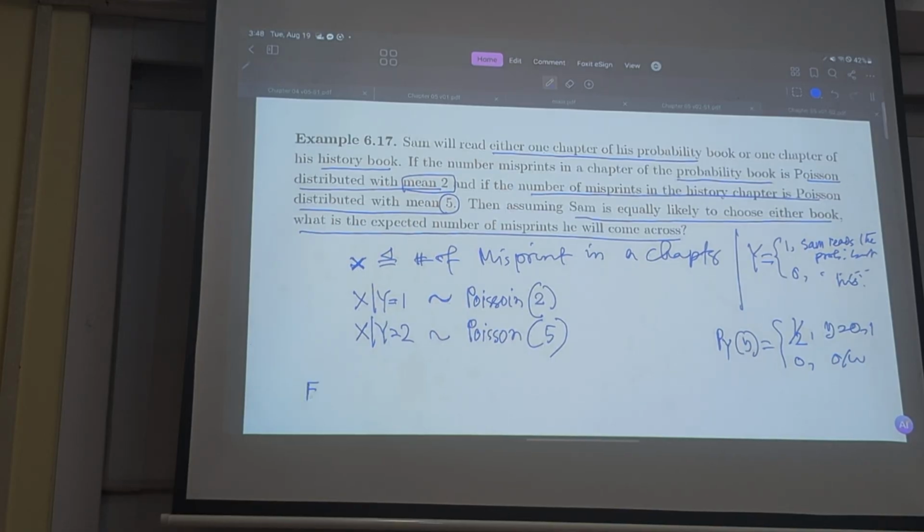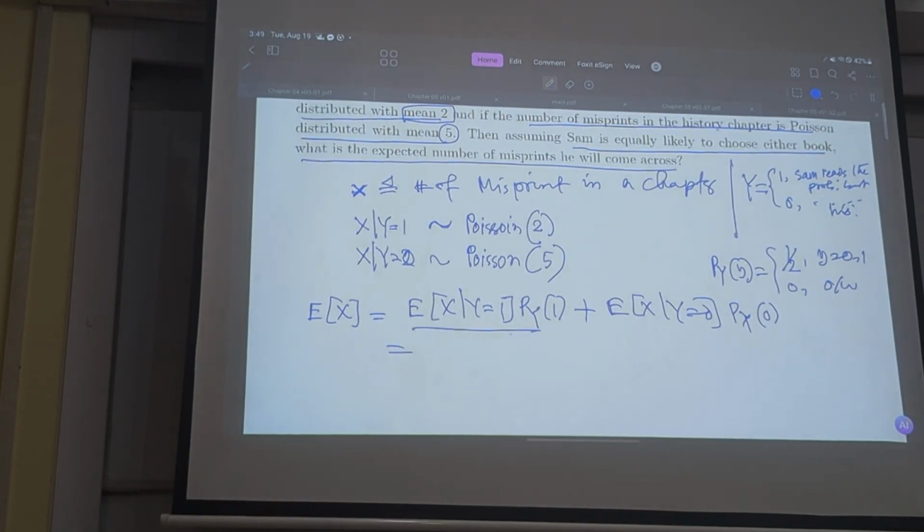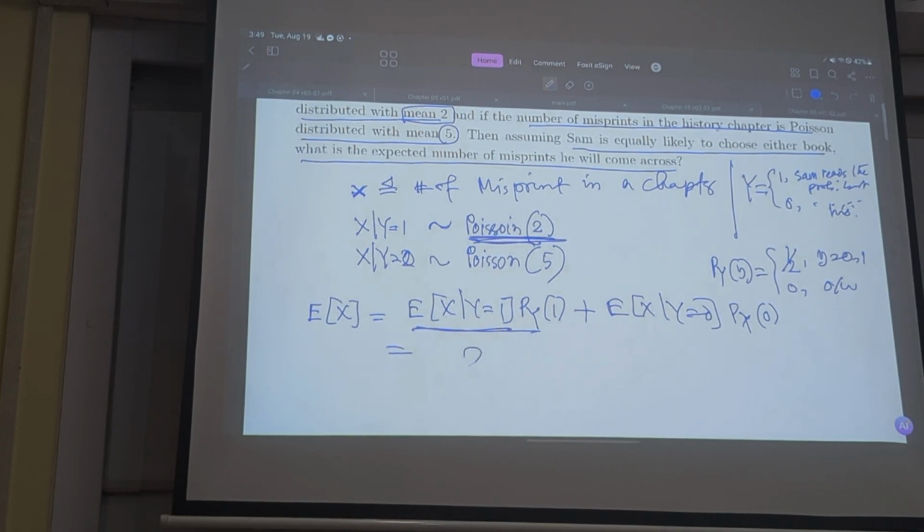Now, the expected value of X following that formula is what? Expected value of X given Y equal to 1 times PMF of Y for the value 1, plus expected value of X given Y equal to 0 times PMF of Y for the value 0. We have the values. This one is what? Expected value is 2, probability is half. Expected value 5, probability is, what is it?